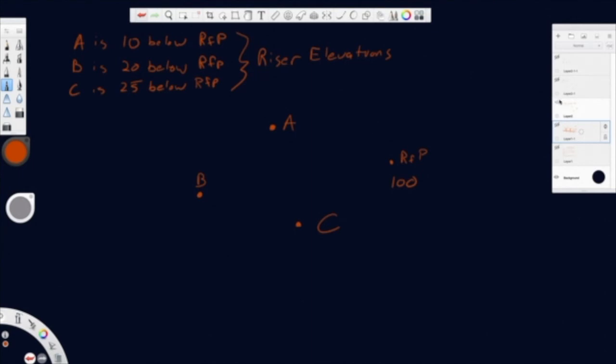See how we're doing on time. 8 minutes, 9 minutes, not too bad.